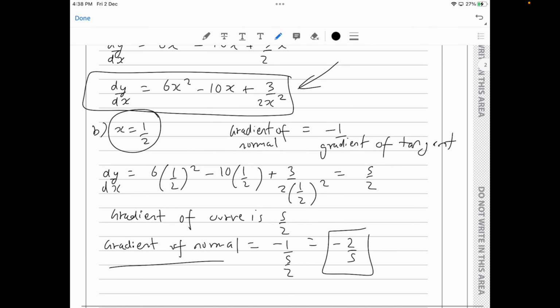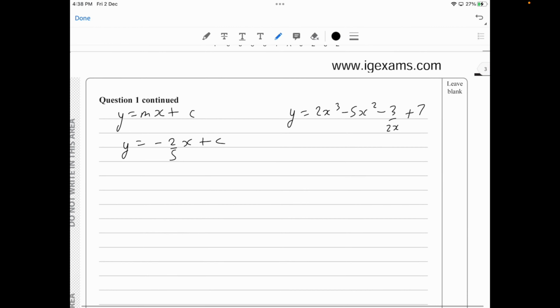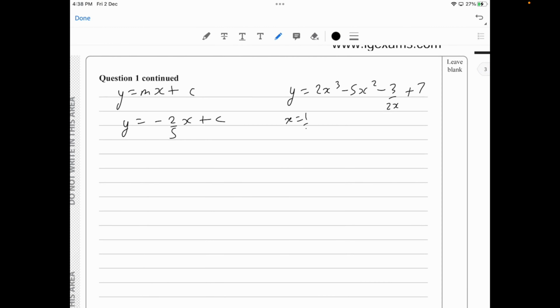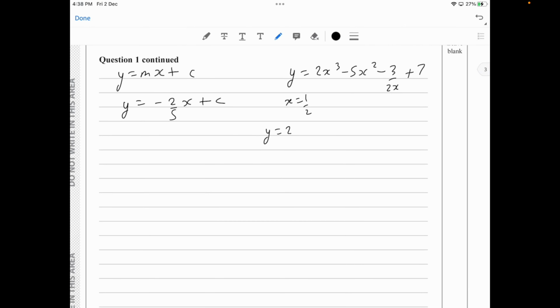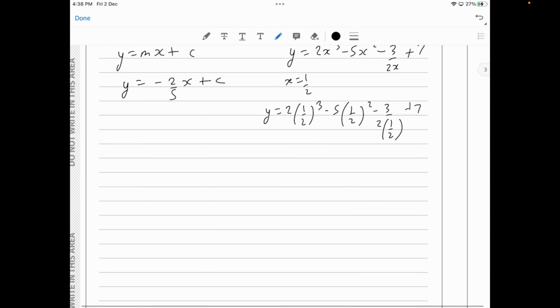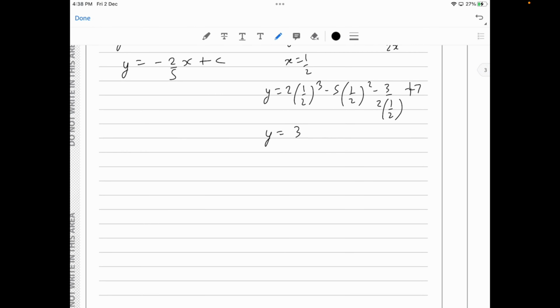We're going to substitute the value of x given by the question itself to find the value of y. So when you substitute that, y is equivalent to 2 brackets half cubed minus 5 brackets half squared minus 3 divided by 2 times half plus 7. By the way, do show all your working. It's very important that you show the working. So you're going to get y's value as 3. So we know the coordinates: when x is equivalent to half, y becomes 3. You can write it down in terms of coordinates, half comma 3.